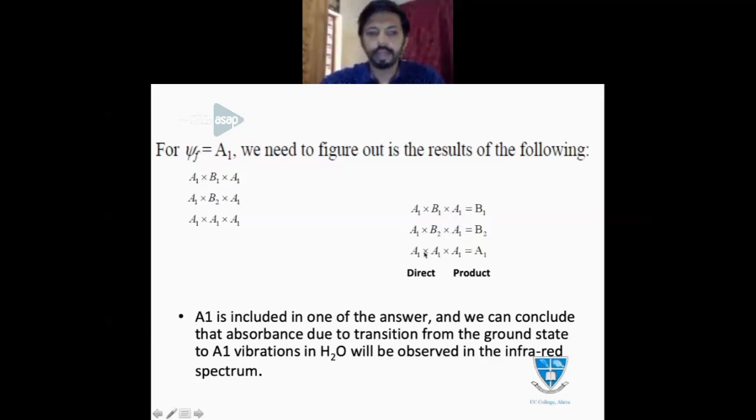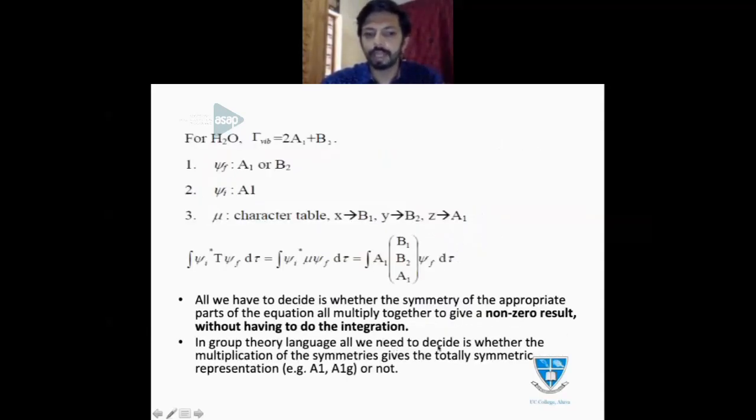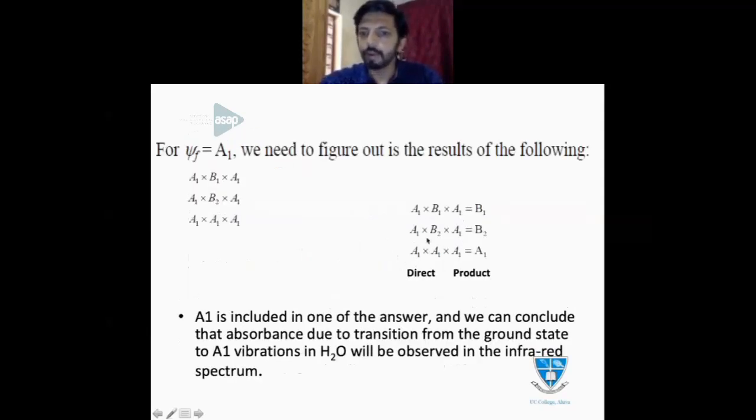So in the previous slide we have mentioned that in group theory all we need to decide is whether the multiplication of the symmetries gives a totally symmetric representation. Here, in these three products, one is giving a1. So a1 is included in one of your answers, and we can conclude that absorbance due to the transition from the ground state to a1 vibration in H2O will be observed in the infrared spectrum.